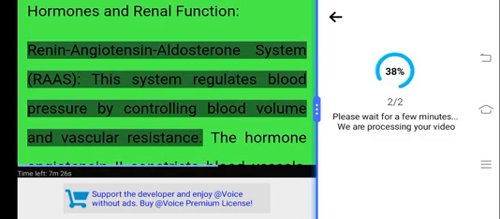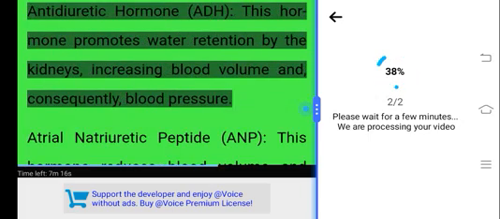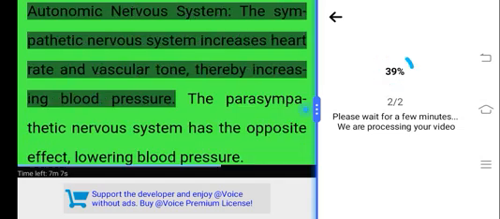Renin-angiotensin-aldosterone system, RAAS. This system regulates blood pressure by controlling blood volume and vascular resistance. The hormone angiotensin II constricts blood vessels, raising blood pressure, while aldosterone increases sodium retention, raising blood volume. Antidiuretic hormone, ADH: this hormone promotes water retention by the kidneys, increasing blood volume and consequently blood pressure. Atrial natriuretic peptide, ANP: this hormone reduces blood volume and lowers blood pressure by promoting sodium excretion and vasodilation.